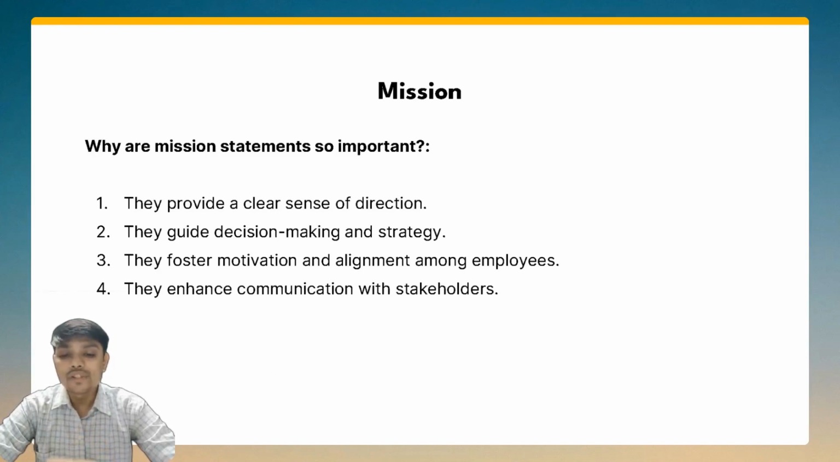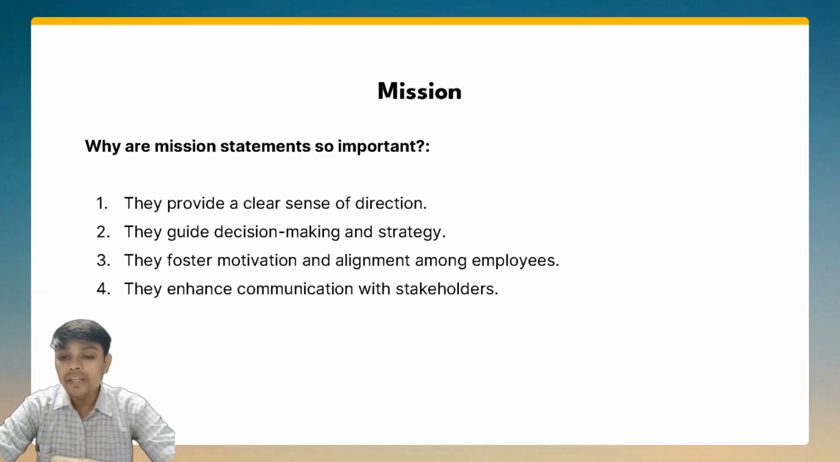Second, they guide decision making and strategy. Whenever we have a choice, whenever we have alternatives, a business is always faced with alternatives and requires decision making. So when we have the core values defined with respect to the mission statement, it will be easier for the organization to make decisions and formulate strategy.